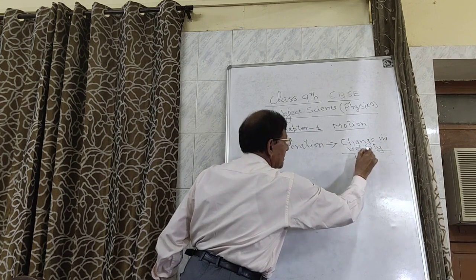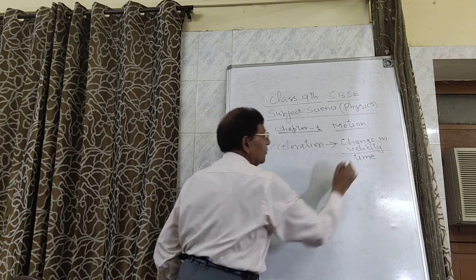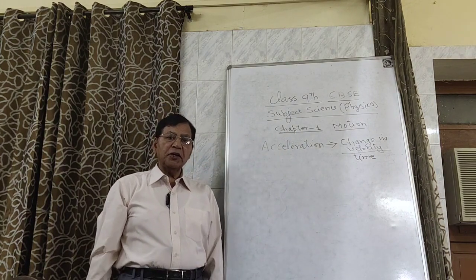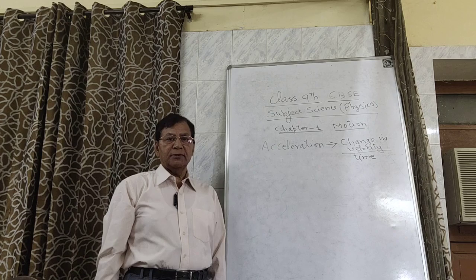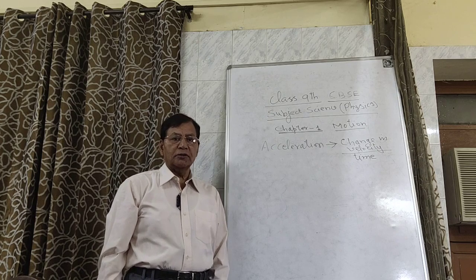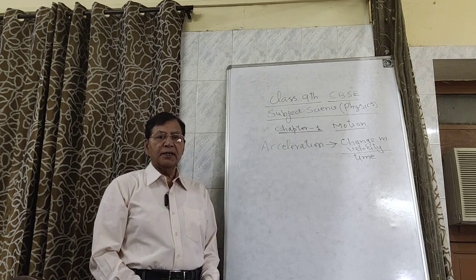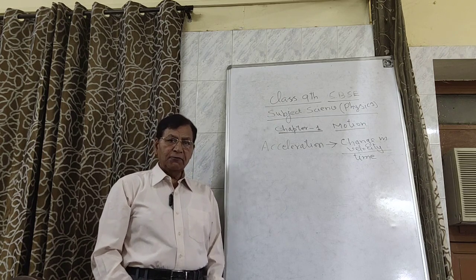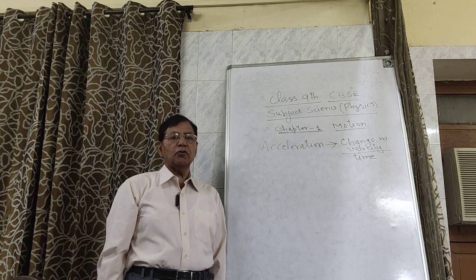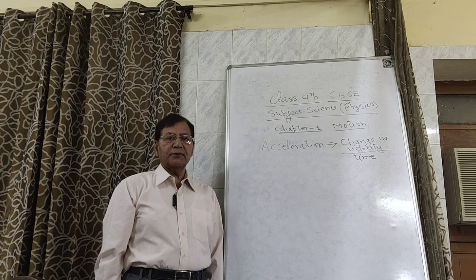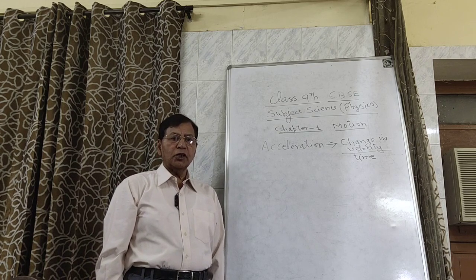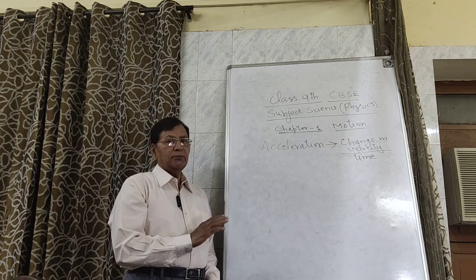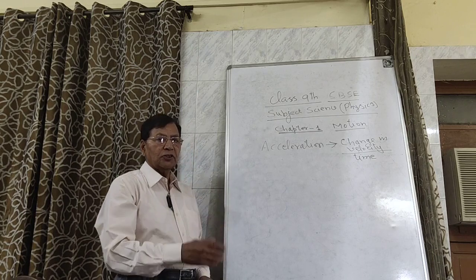The acceleration can be uniform or non-uniform. If the velocity of a body changes by equal amounts in equal intervals of time, however small these intervals may be, then the body is said to have uniform acceleration. And if its velocity changes by unequal amounts in equal intervals of time, then the body is said to be moving with non-uniform acceleration.